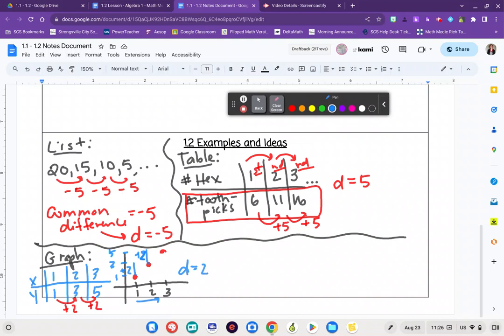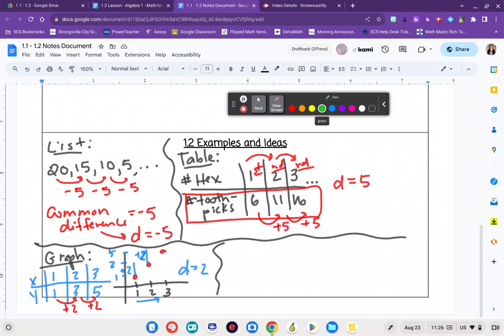So when we see a graph, we could create a table that goes with that graph to see the pattern, or we could count how I'm moving upwards or how I'm moving downwards.